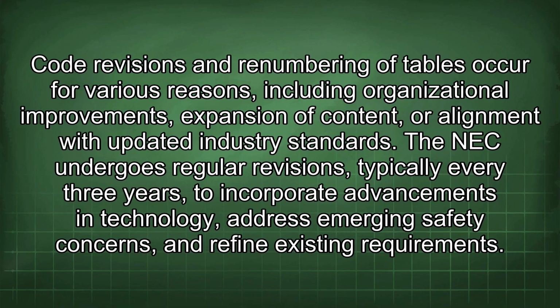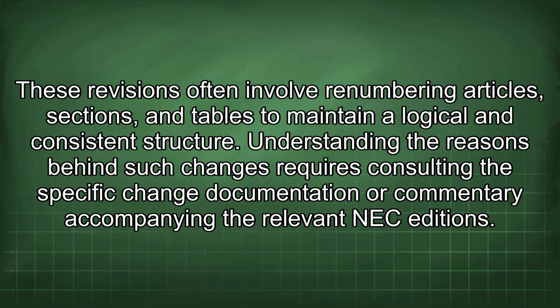reason. Code revisions and renumbering of tables occur for various reasons, including organizational improvements, expansion of content, or alignment with updated industry standards. The NEC undergoes regular revisions, typically every 3 years, to incorporate advancements in technology, address emerging safety concerns, and refine existing requirements. These revisions often involve renumbering articles, sections, and tables to maintain a logical and consistent structure. Understanding the reasons behind such changes requires consulting the specific change documentation or commentary accompanying the relevant NEC editions.